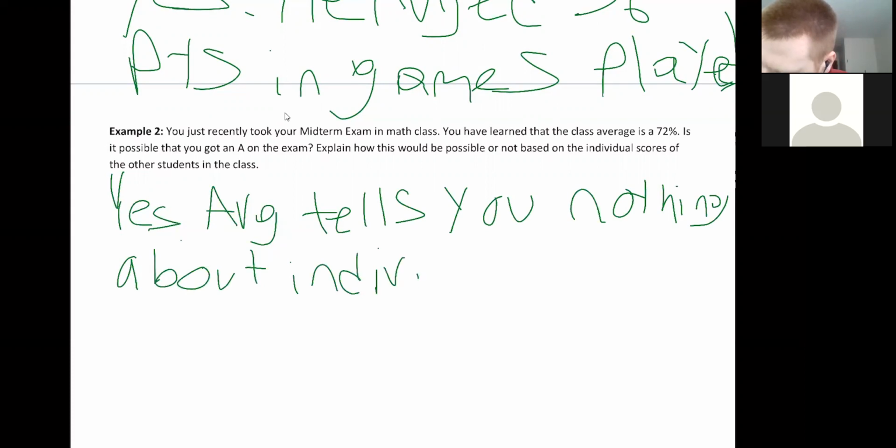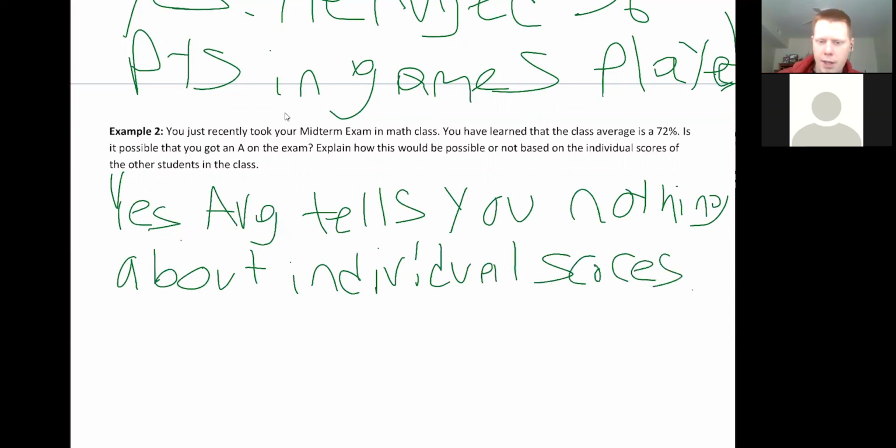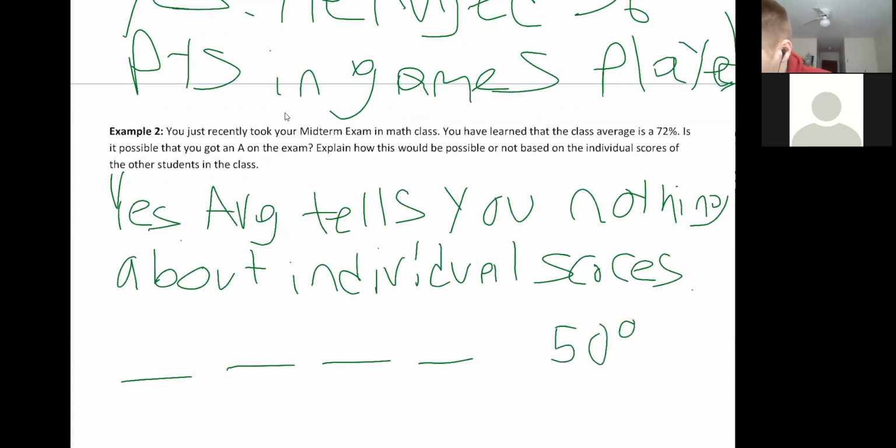Or individual scores. So, for example, here's a quick doodle of an example. Let's say we had a class of 4 people, and the average on this test was a 50%.